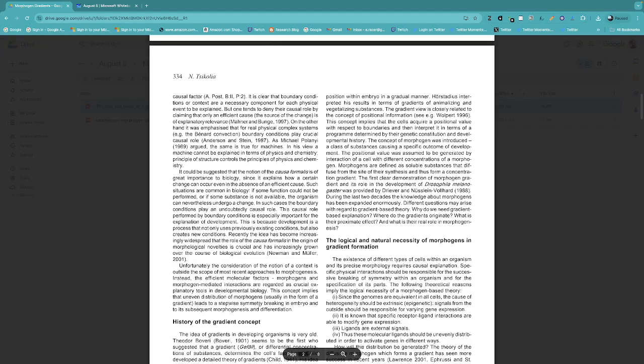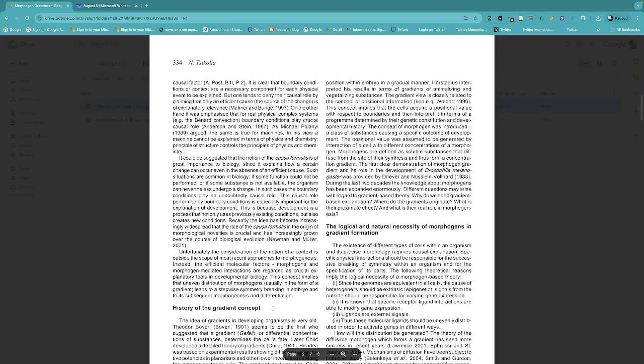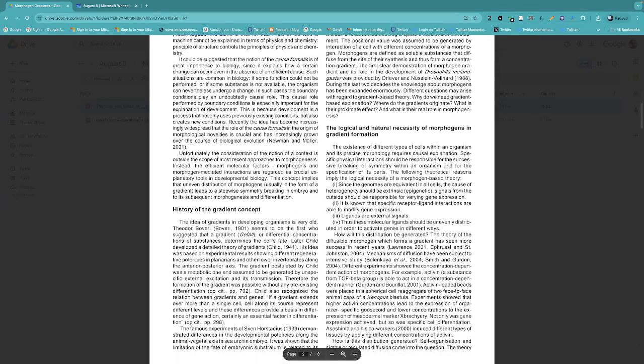Lead to a stepwise symmetry breaking in embryos into its subsequent morphogenesis and differentiation. So there's this idea that there's this uneven distribution of morphogens, and this leads to these stepwise symmetry breaking events. And that's kind of what he's getting at. He's considering alternatives to this.